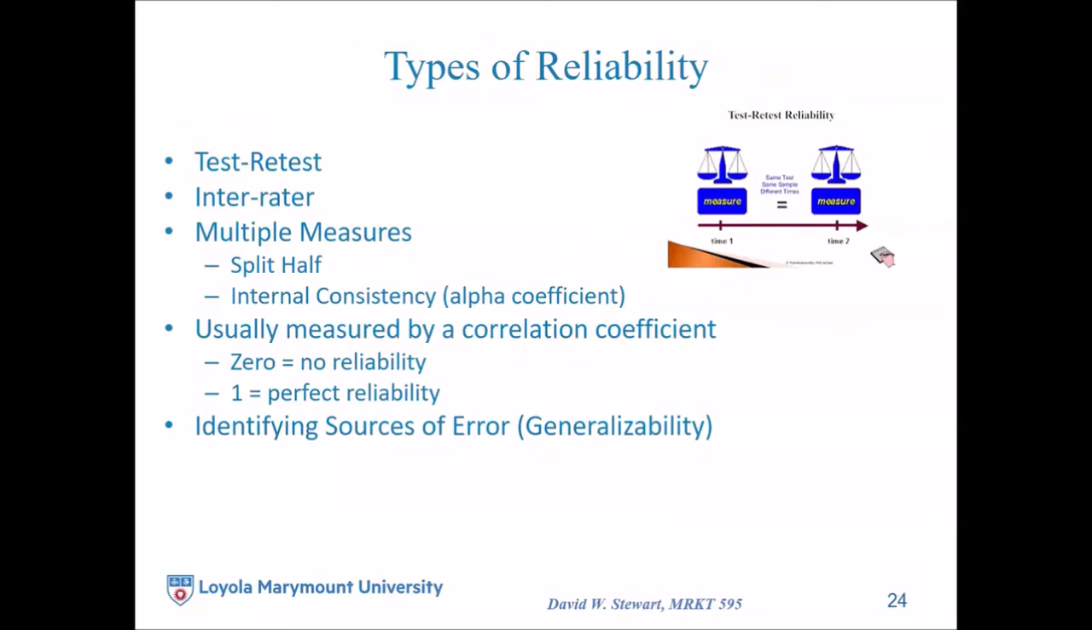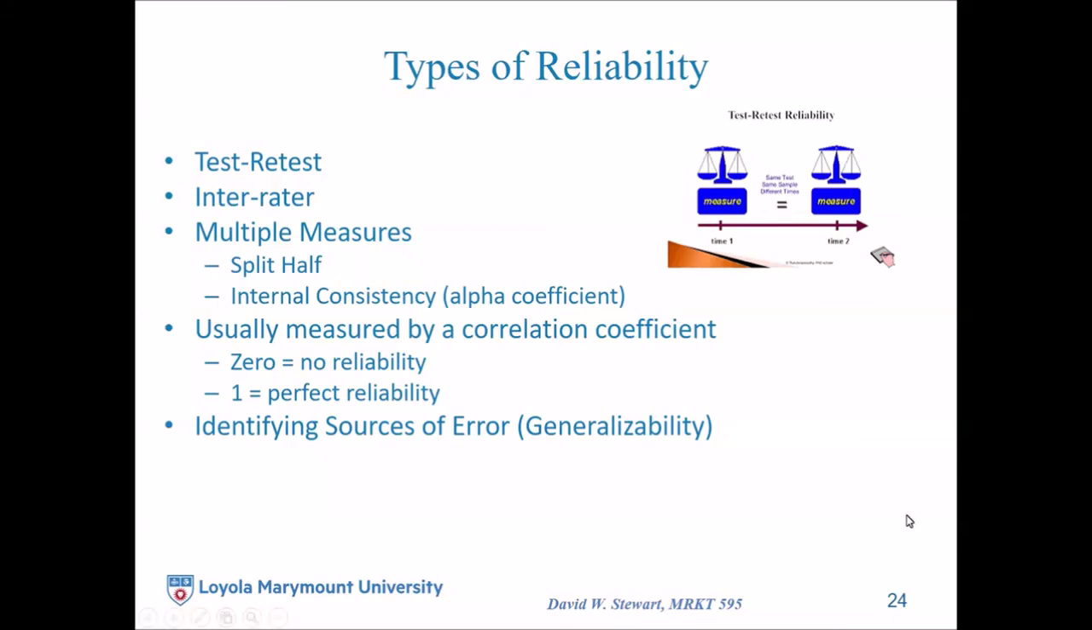There are several types of reliability, not all of which actually concern us in marketing, but there are two types in marketing that do concern us. One is test-retest. I measure once, I measure again. I measure brand preference today, I measure brand preference tomorrow. My measures either agree or they don't agree, or they agree to some extent.